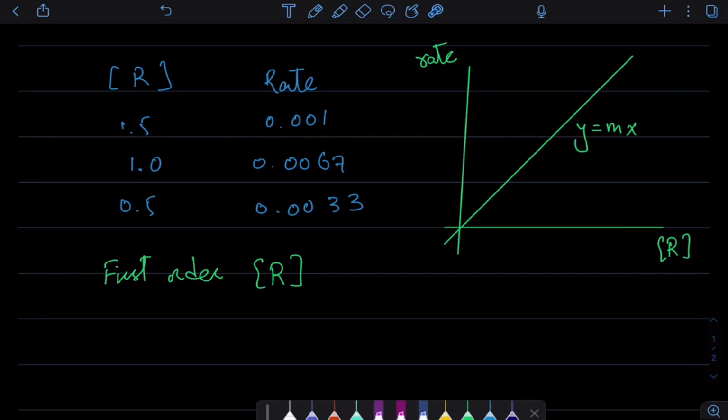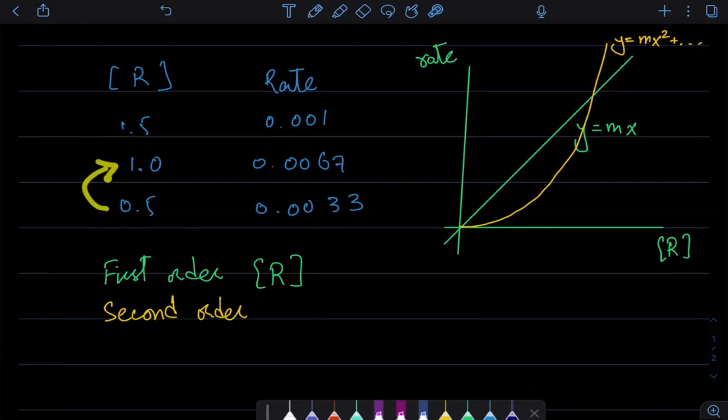Using the same idea, what will second order mean? Second order has two meanings. First, the curve we get will be a parabola, of the form y equals mx squared plus something. Okay? This will be second order. And what happens in second order? The power is 2, which means that if I double the concentration, the rate increases by 4 times.